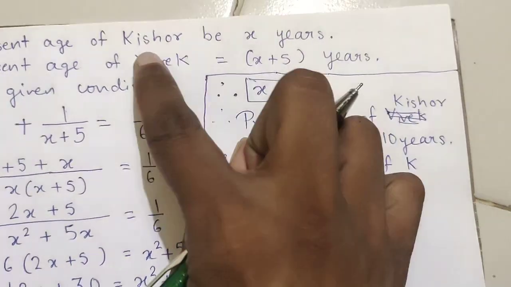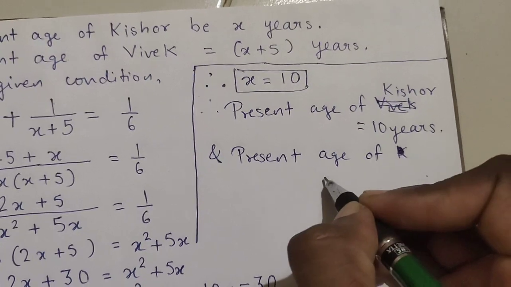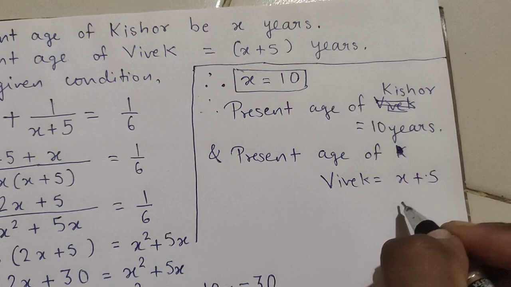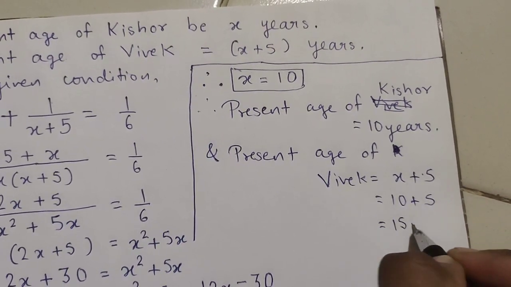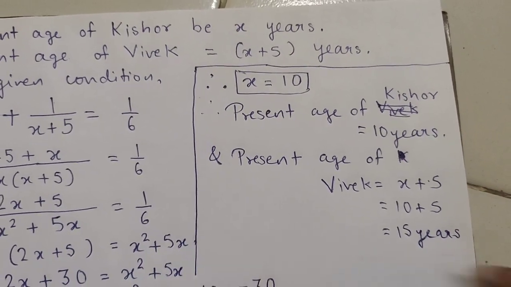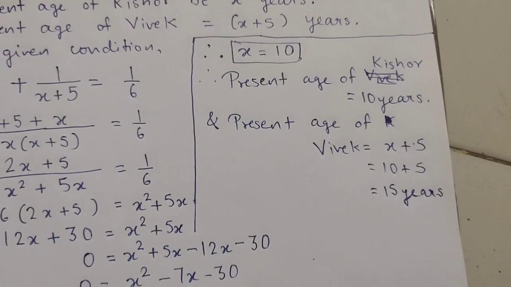Okay, you can see here Kishore is x and Vivek's present age will be x plus 5, that is 10 plus 5, and you know 10 plus 5 is how much? 15. Okay, so in this way you got your answer. Okay, so this was very simple.